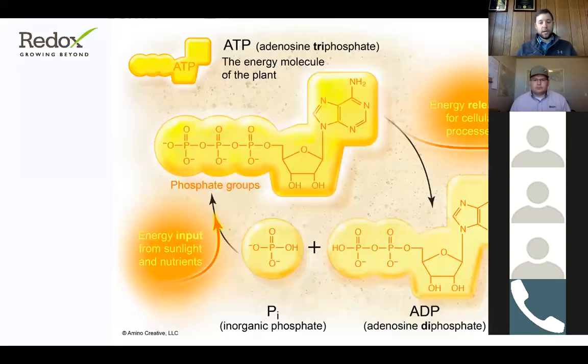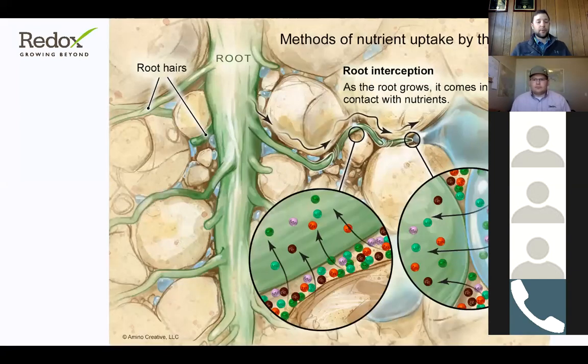So phosphorus, let's jump in. Phosphorus in the plant plays many different roles, but one of its major roles is as part of ATP. It's the energy currency of the plant. So when we think of phosphorus, we can think about energy in the plant, energy movement, energy transfer, and the currency of energy.